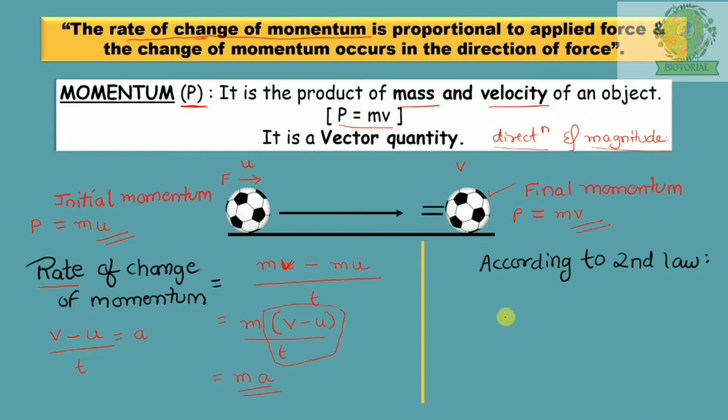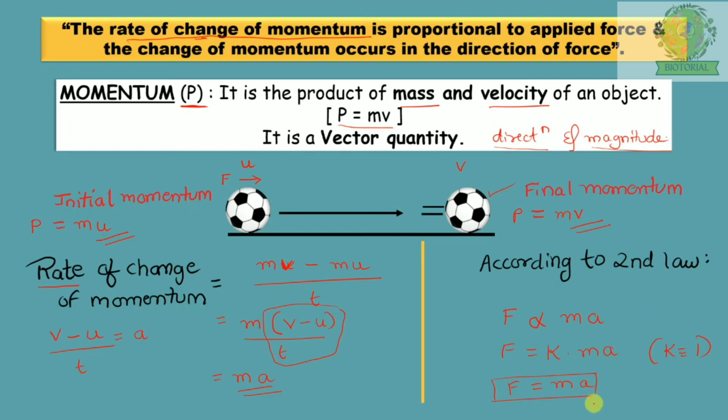So we can write that F, that is the applied force, is directly proportional to the rate of change of momentum, which is m into a. Again, we will remove this proportionality sign and put the is equal to sign. We keep k as a constant, and then we have ma as it is. The value of k is 1. So we write the final formula: force is equal to m into a. What is m? m is the mass and a is acceleration.